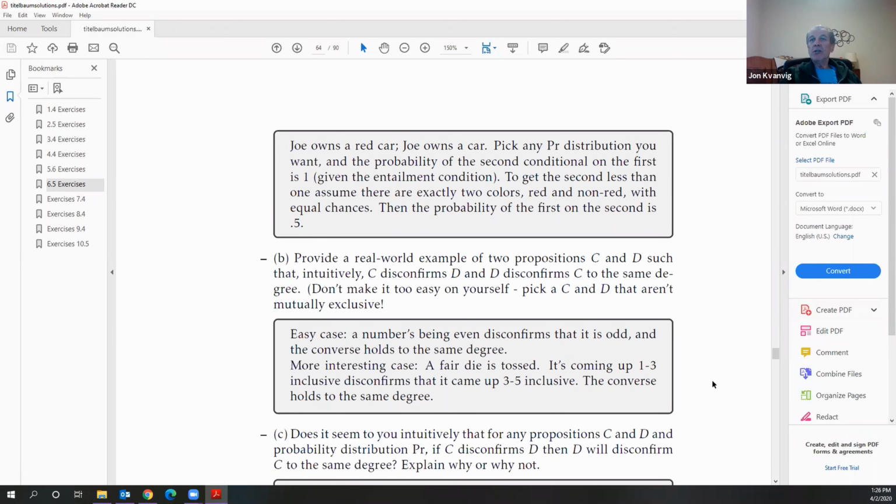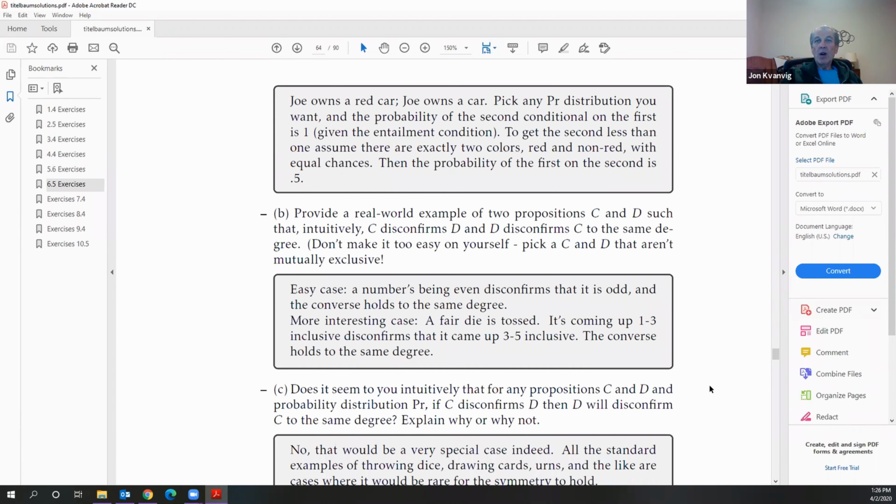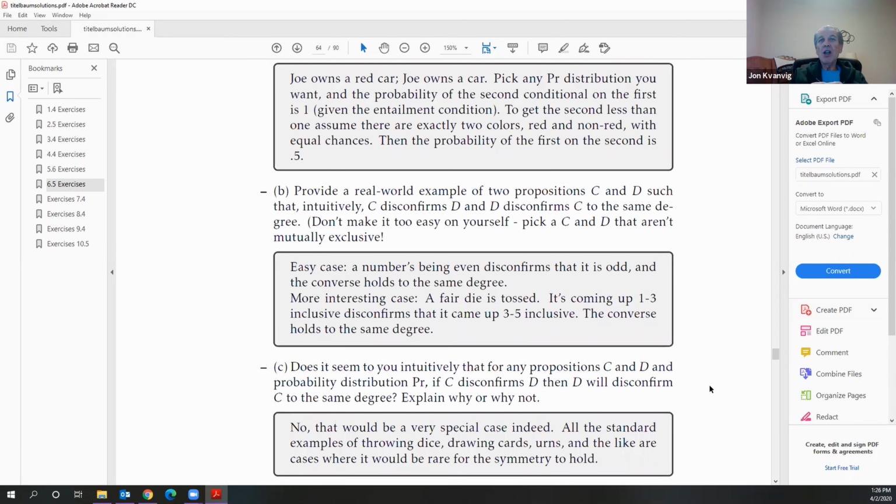Does it seem to you intuitively that for any proposition C and D in probability distribution PR, if C disconfirms D, then D will disconfirm C to the same degree? Explain why or why not. No, I mean, this is just a discussion question. So, no, it doesn't seem to me that that would be true. That sounds like it would be a very special case indeed.